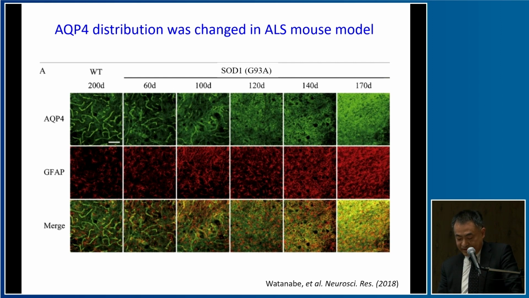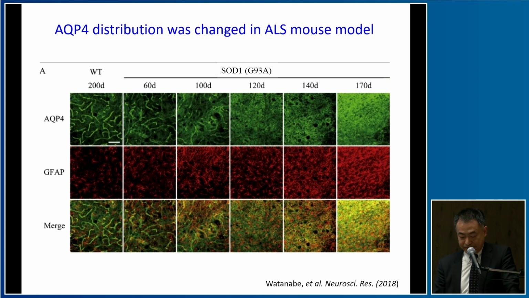Up to 60 days, we can see the typical pattern of aquaporin 4 staining, just like staining the brain vessel. But at the age of 100 days, this is not so clear, and at 120 days, we don't see any clear staining of aquaporin 4 at the brain vessel. This is not the brain vessel itself, but the surrounding astrocyte process. If we check the total protein expression level, it is not altered. So the distribution itself is changed.